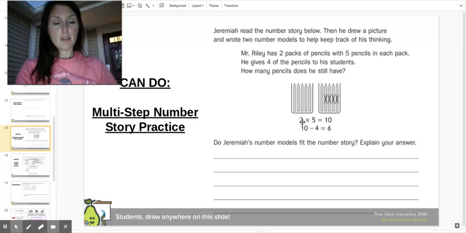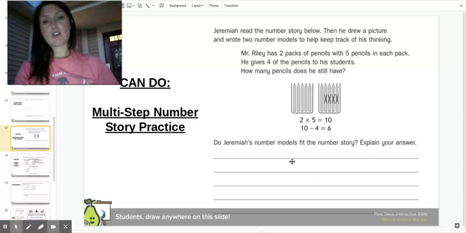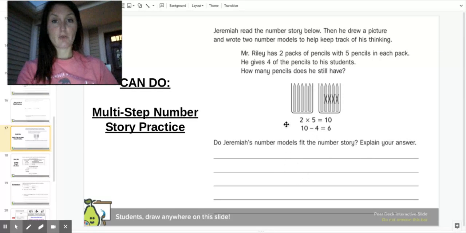Still. So he said he did 2 times 5. 2 times 5 in each equals 10. He had the 10 total and took away 4, so he has 6. Do these number models here fit the story? Does that seem like it makes sense? Or do these number models seem like they're wrong? Okay, so I want you to go through and explain, did he do the right steps?